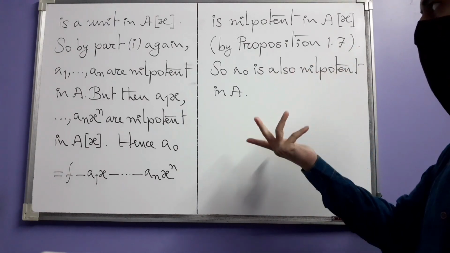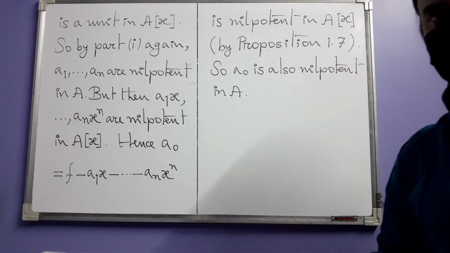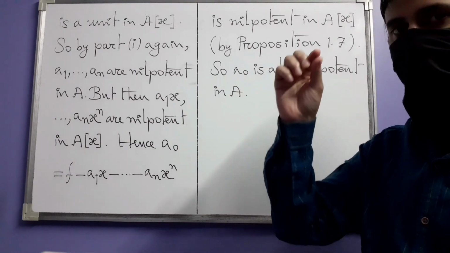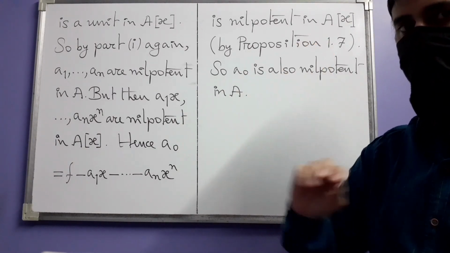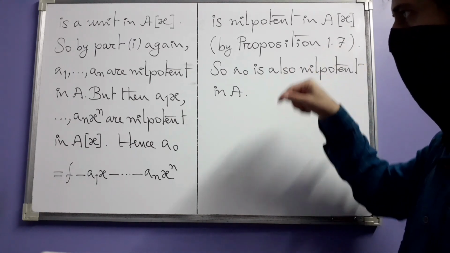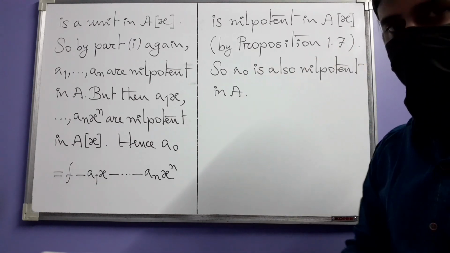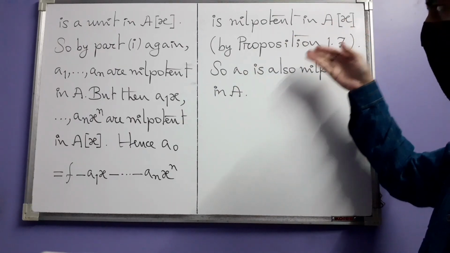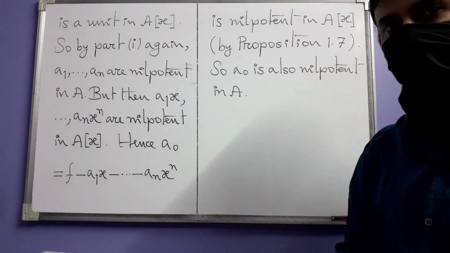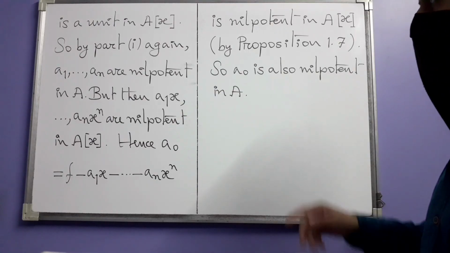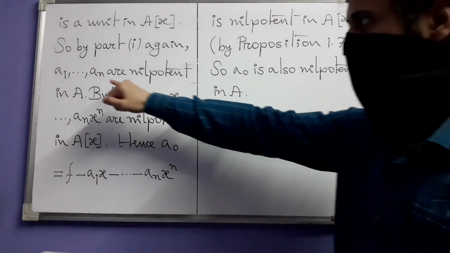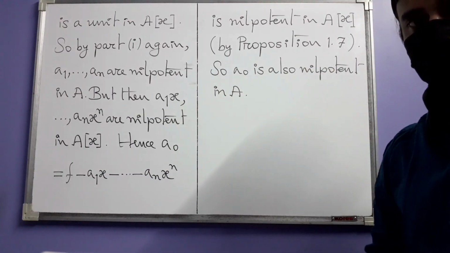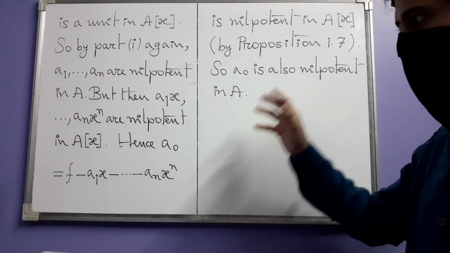But that just simply means that a0 is also nilpotent in A. Being nilpotent means what? That some power of a0 where the exponent is a positive integer is 0, but a0 originally is from the underlying ring A, so that is why it being nilpotent in A[x] just simply means that it is also nilpotent as an element of A. So that's how we have got the fact that not only are these coefficients nilpotent, but this a0 is also nilpotent. So that completes part 2.